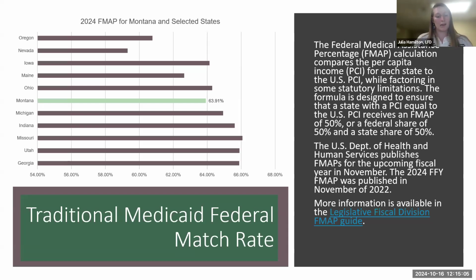But right now, as of fiscal year 25, again, this is a little bit older of a graph, as of fiscal year 2025, we're at 62.37% for our FMAP. So again, just to reiterate what that means is that for every 38 cents about spent by Montana, the federal government pitches in another 62 cents to make up that full dollar.